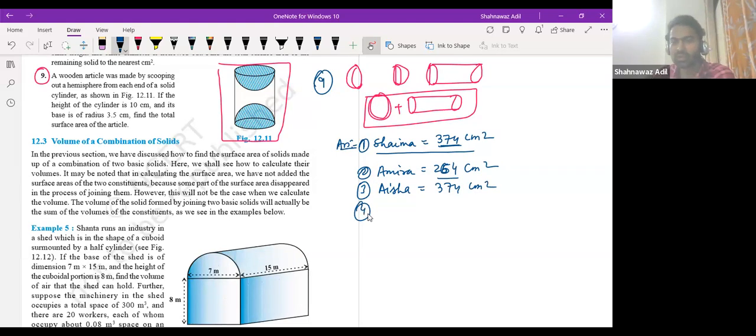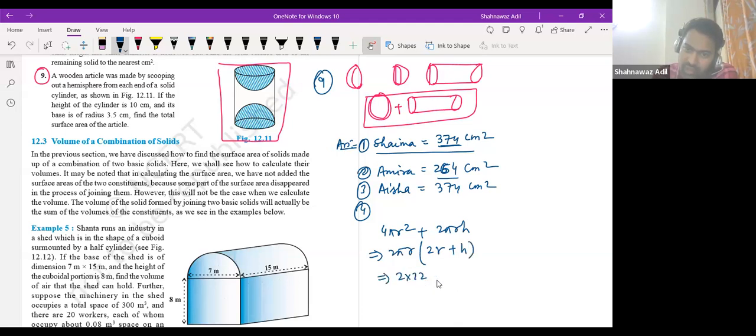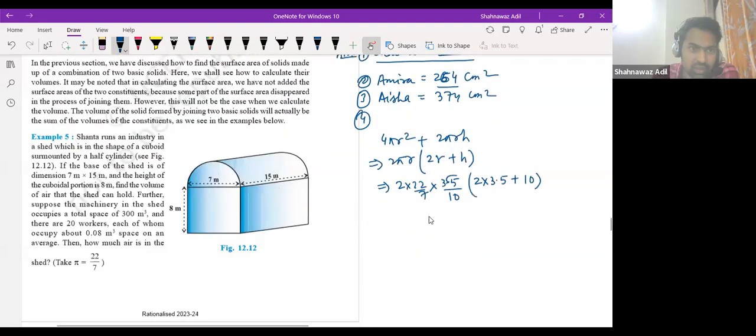Sir, I did a calculation. So please check your calculation, right? So this would be what? 4 pi r square plus 2 pi r h. So 2 pi r we can take common. So this is 2 pi r into (2r plus h). So 22 by 7, r is how much? 3.5 by 10, right? And 2 into 10. Sir, the area of two hemispheres would be added, or by 10 subtracted.